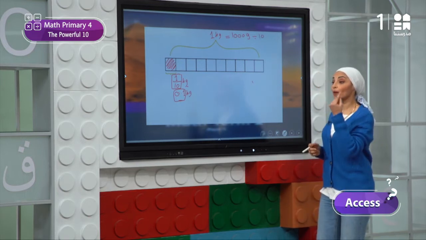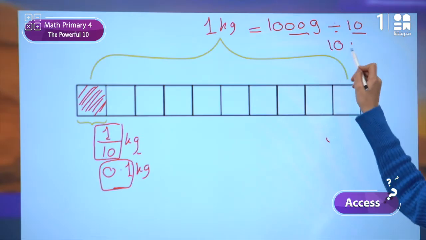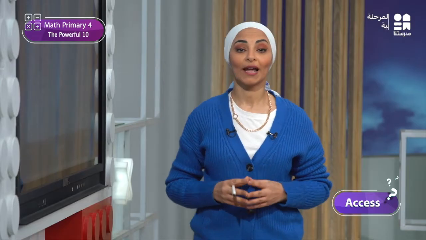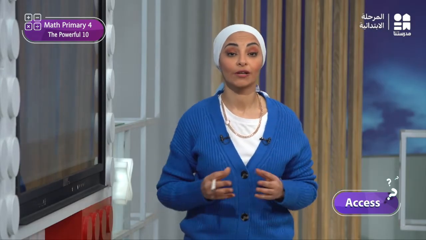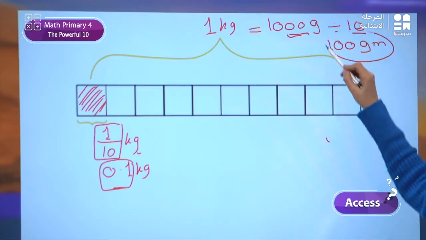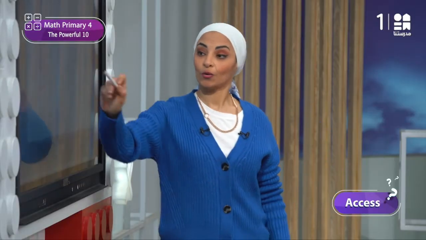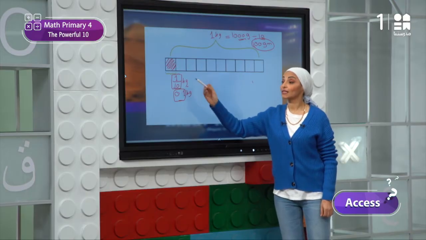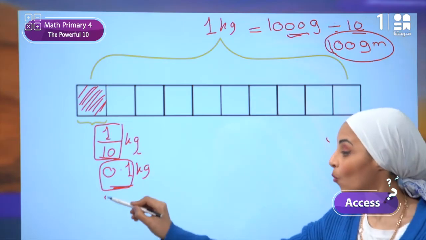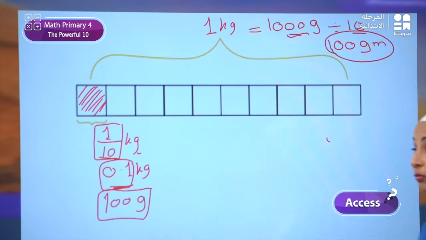So, 1 cup equals what? Yes, 1,000 divided by 10, so 1 cup equals 100 grams. What does that mean? It means that 1,000 grams divided by 10 gives me 100 grams per cup. So I can also say that 1 over 10 is the same as 0.1 kilogram, the same as 100 grams. All of these are equal amounts.